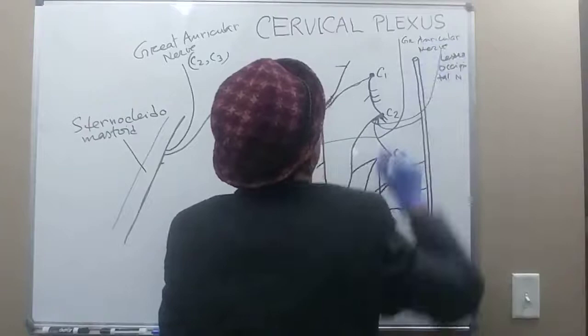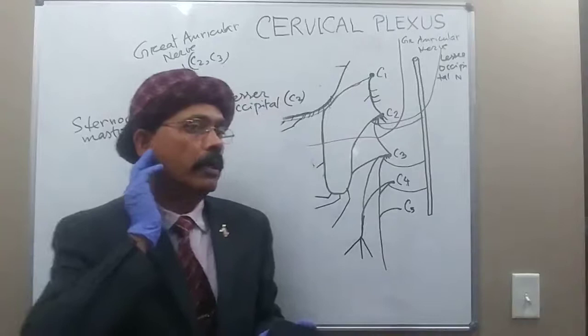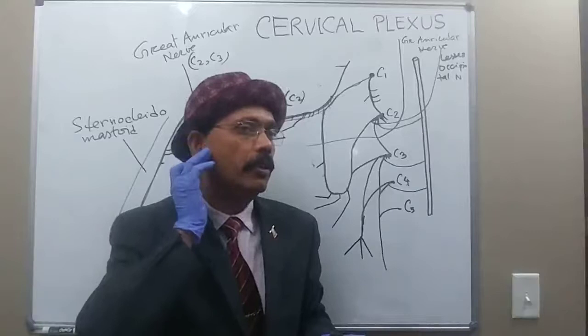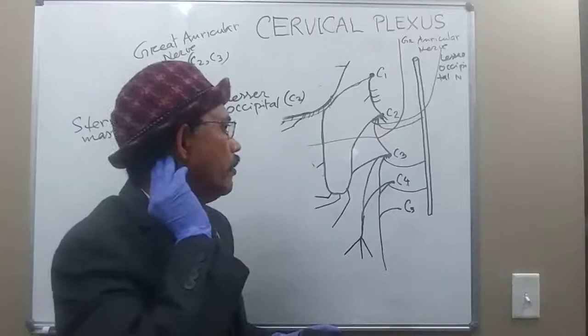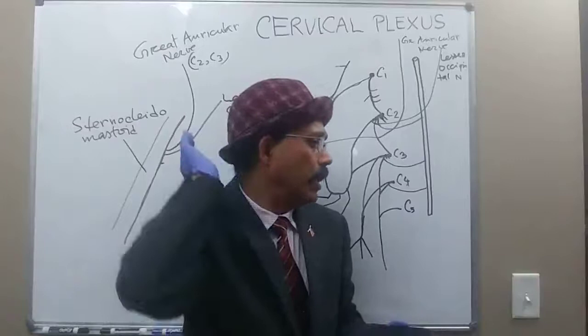And the great auricular nerve is going to the lower part of the auricle. It picks up sensation from the skin on both the anterior and posterior part of the auricle, including the skin over the parotid gland, including part of the scalp over the mastoid process. The lesser occipital nerve actually picks up sensation, this is a sensory nerve, between the mastoid process and the external occipital protuberance, the part of the scalp.